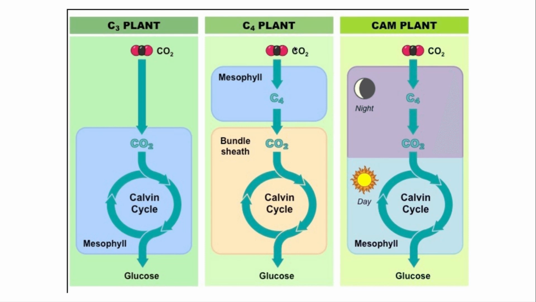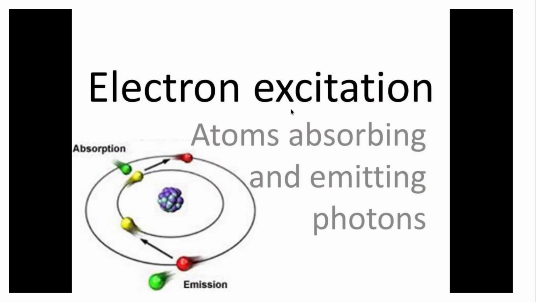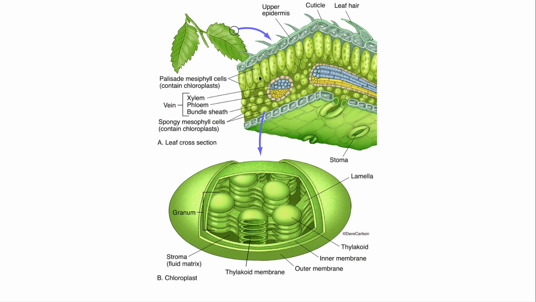So plants that live in hot conditions have learned to do this: as soon as they absorb the carbon dioxide in the mesophyll cells, which are closer to the outside, the spongy and the palisade mesophyll cells, they take in the carbon dioxide and convert it into malic acid or malate, which is a 4-carbon molecule. That 4-carbon molecule gets transported to the cells that are surrounding the xylem and phloem. They're called the bundle sheath cells.